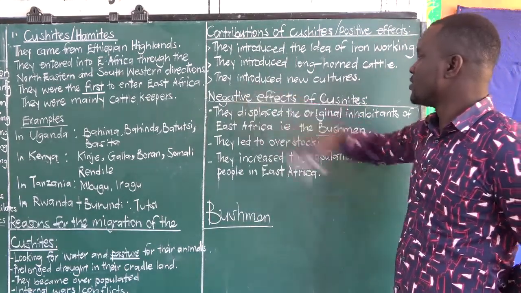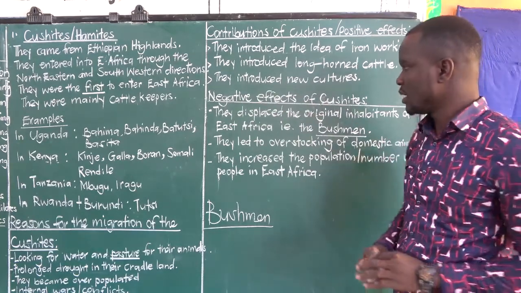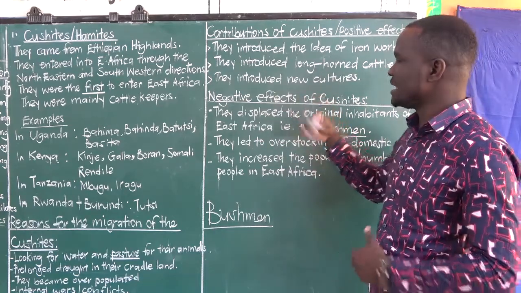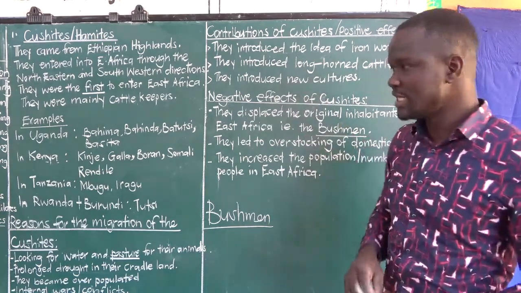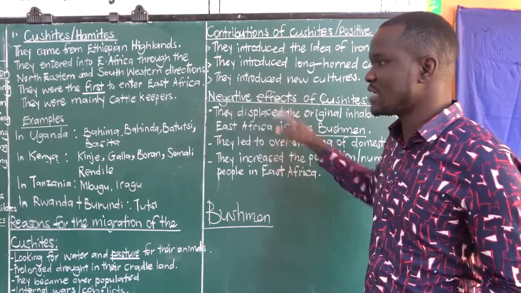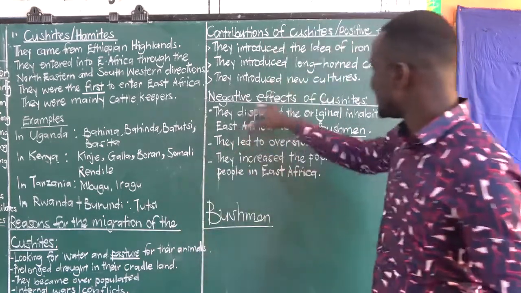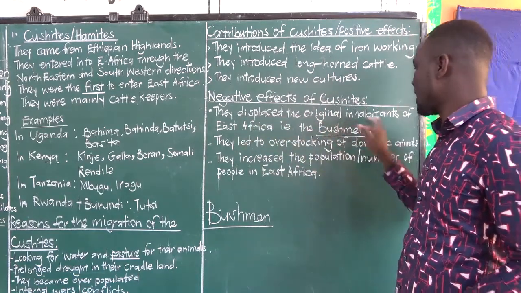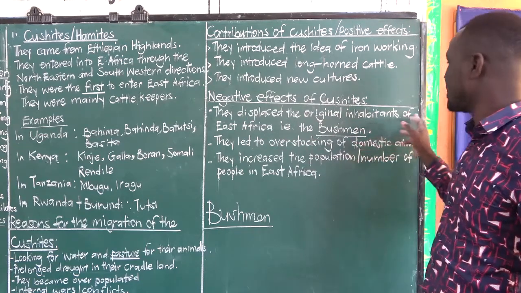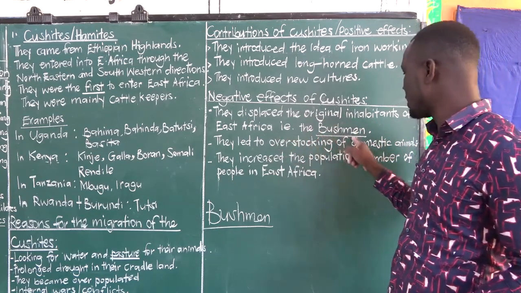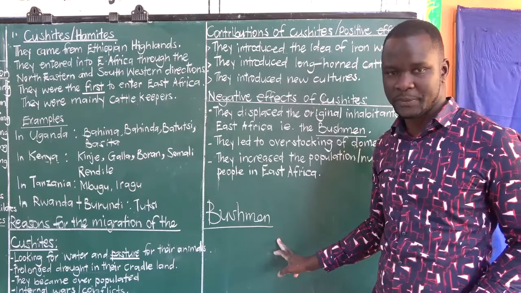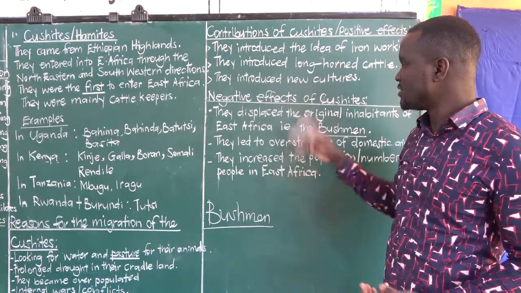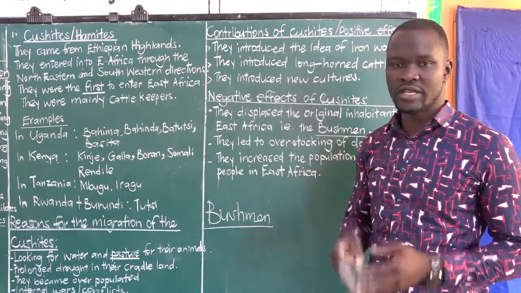And then they introduced new cultures into East Africa. The other one would be, they increased, and this one cuts across. It can be a negative effect as well as a positive effect. Here in the negative effects of these Kushites, we are saying they displaced the original inhabitants, as we have already said. And those inhabitants are the ones we have called the Bushmen, as we wrote them here. So that is the first negative effect. They led the displacement of the original inhabitants.